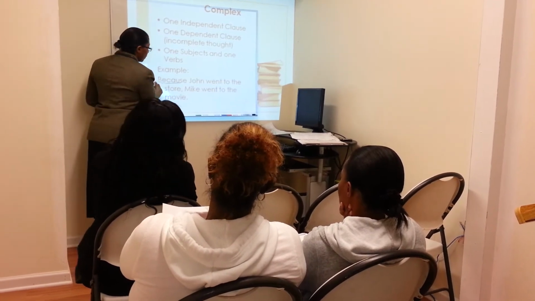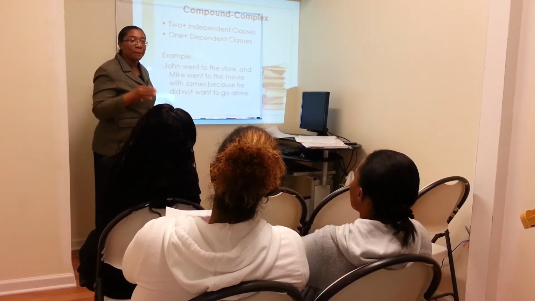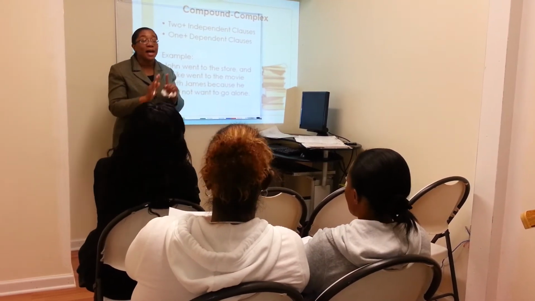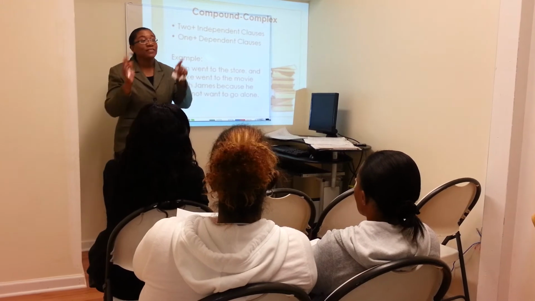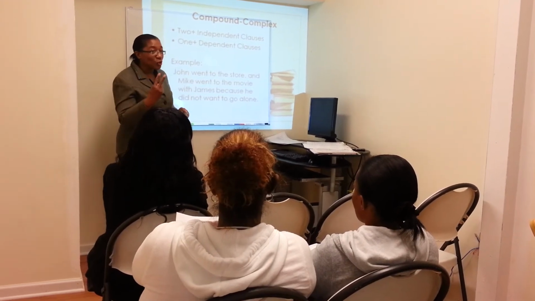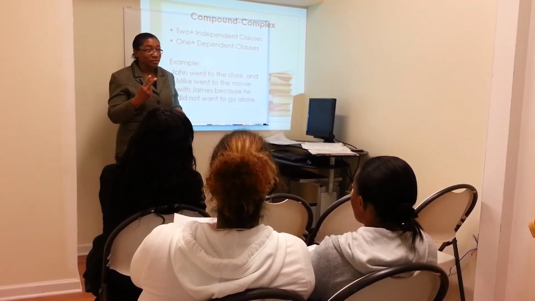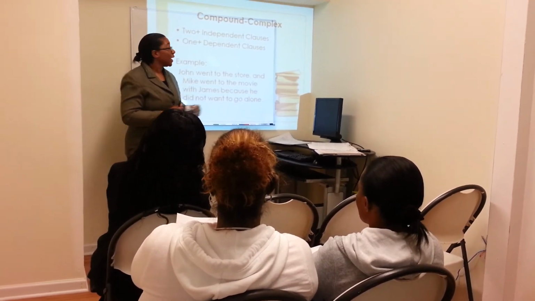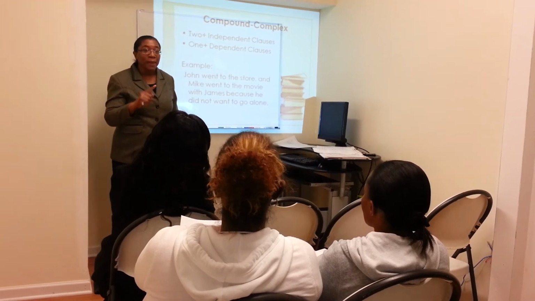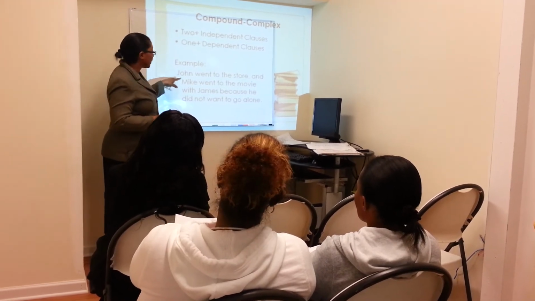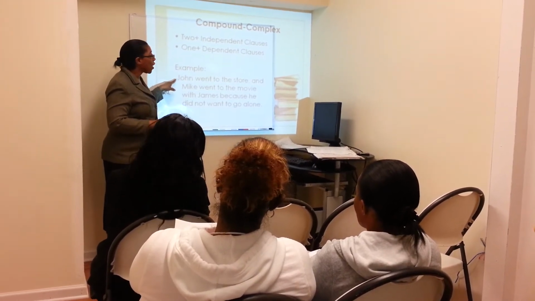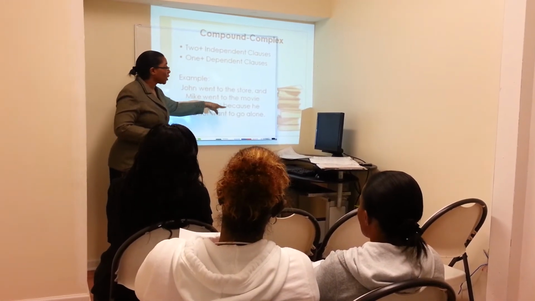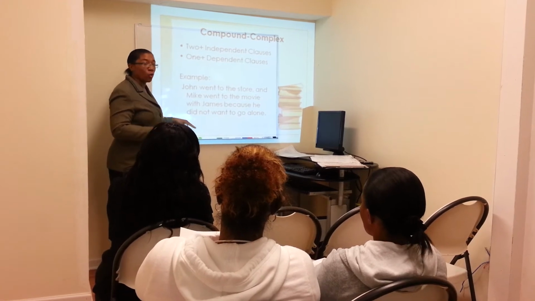Now we're looking at a compound-complex sentence. It's a compound sentence plus a complex sentence. If a compound sentence has 2 independent clauses, that means it has to have 2 independent clauses, and when it is connected to a complex, it has to have at least 1 dependent clause. For example, we say: John went to the store, and Mike went to the movie with James because he did not want to go alone.